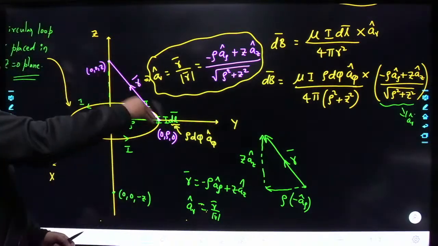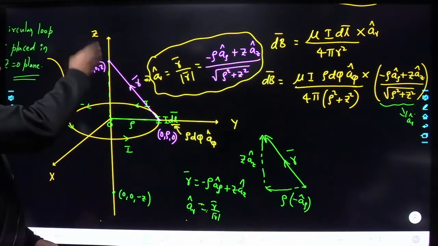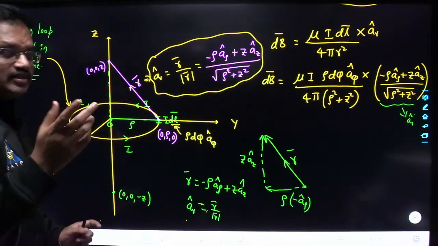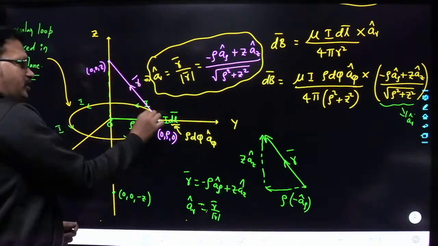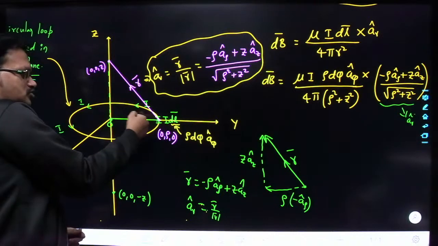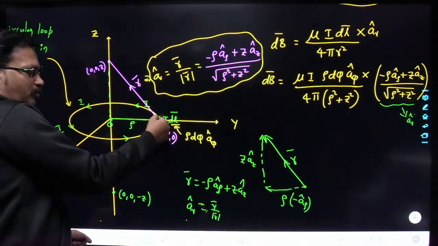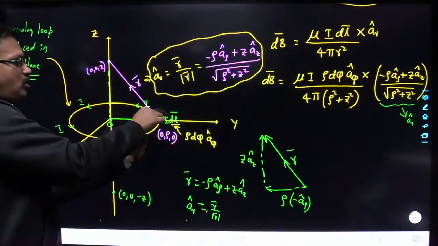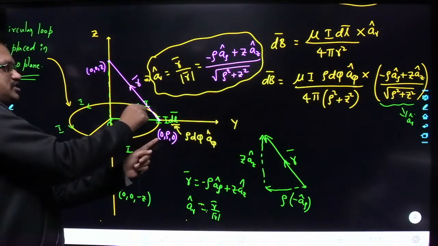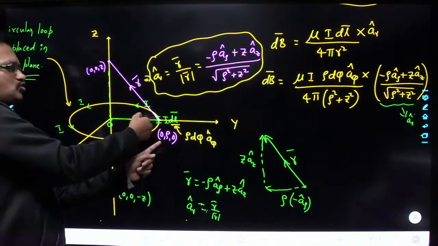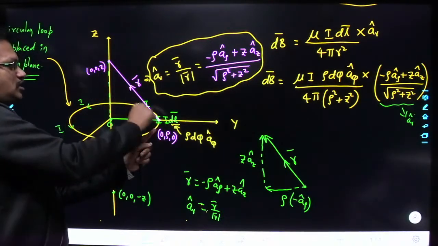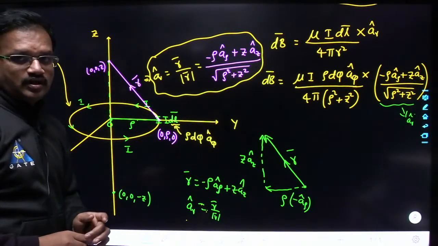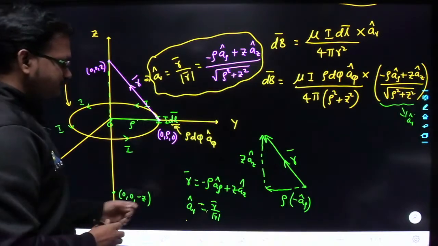So I can resolve this vector into two components. One is along the z direction, and another one is along the rho direction. One thing to remember here: as you move from this point to this point, what happens to this component? This component is going to move like this, and this component is going to increase like this. Yes or no? As you move from this point to this point, the projection of r bar along rho is going to point in this direction, and the projection of r bar along z is going to increase in this direction. Yes or no? Okay, yeah. Right.